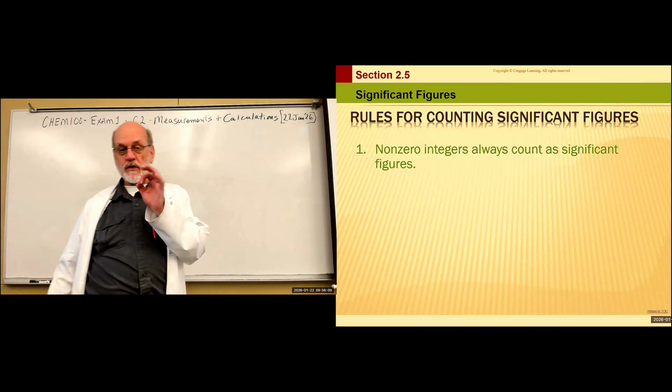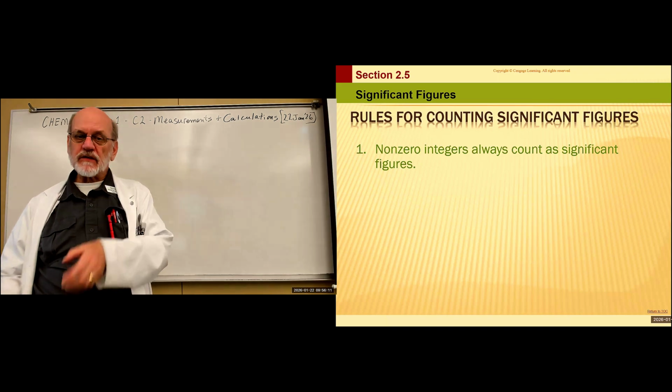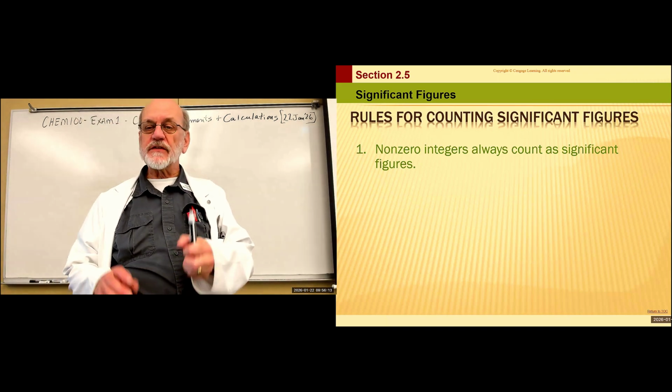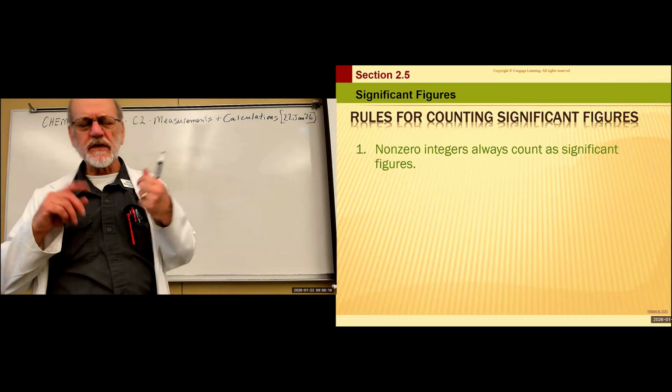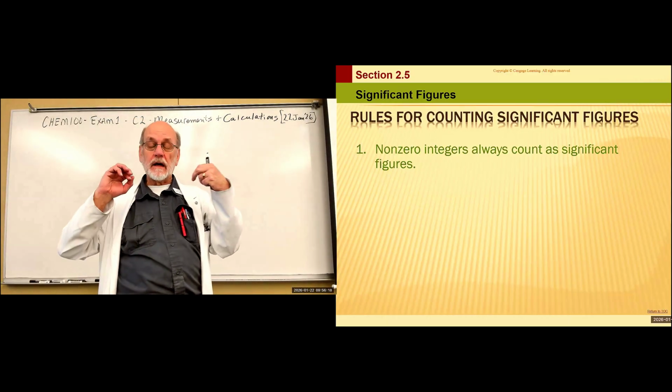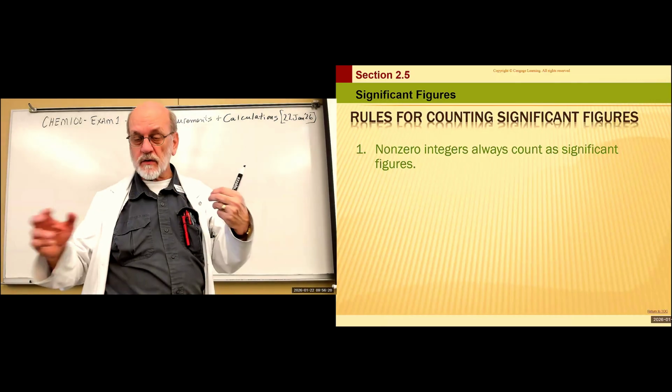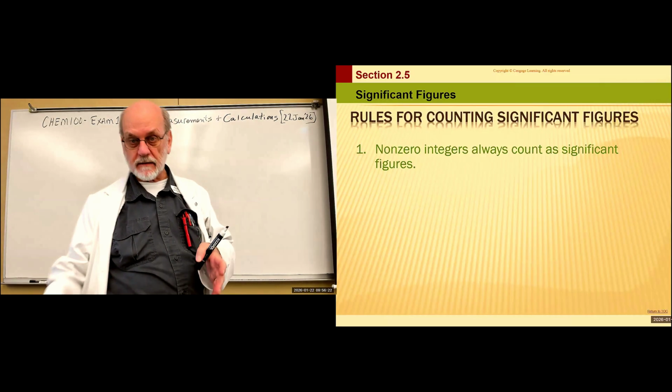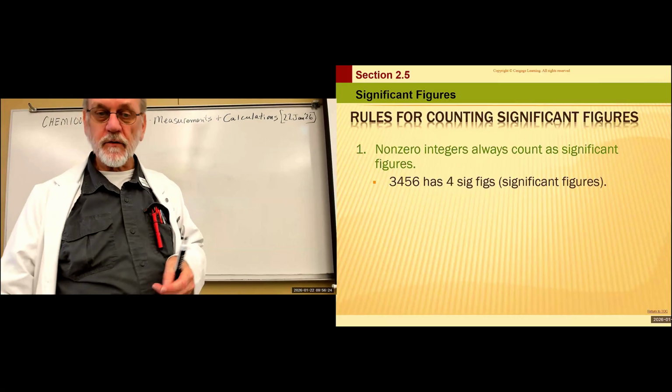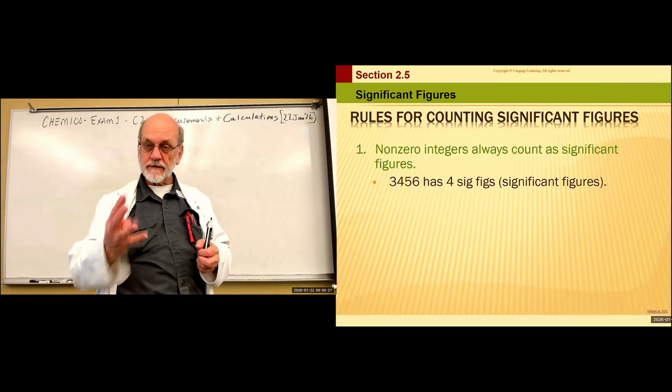So we look at the non-zeros first. Any non-zero digit in a number is significant. All right, so if we have this number, there are 4 significant figures.